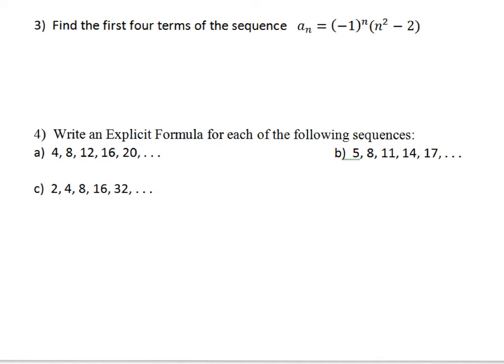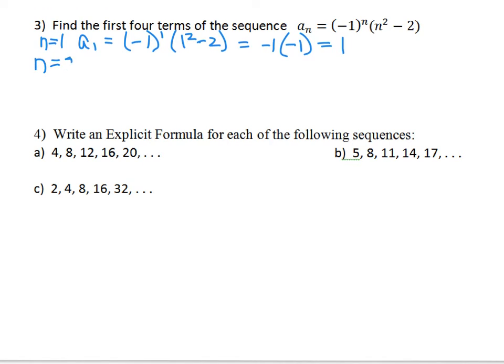Sometimes our explicit formulas are a little bit more complicated. For this example, I've got an is equal to negative 1 to the nth power times n squared minus 2. So if we want to find the first 4 terms, I'm going to start with n equaling 1. So that means I'm finding a1 by substituting 1 in for n. So negative 1 to the first power times 1 squared minus 2. So that's giving me negative 1 multiplied by the answer negative 1, which is 1. So the first term is 1.